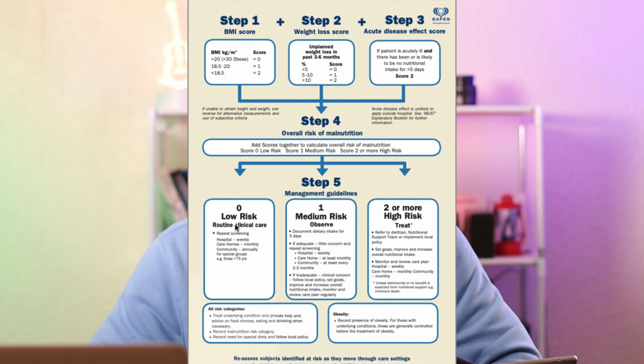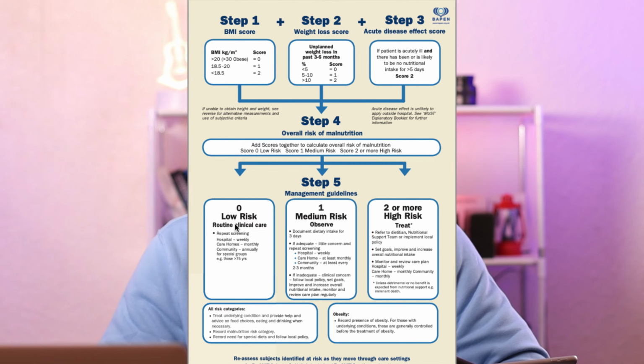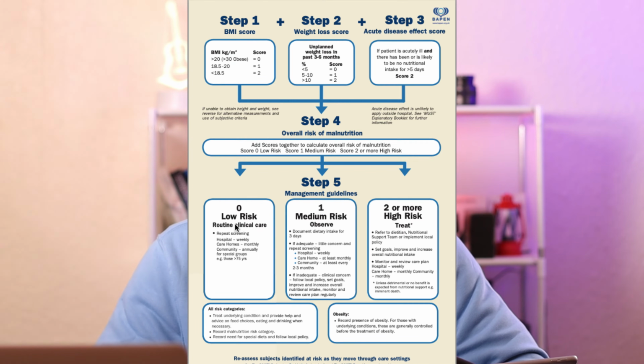If it is a hospital setting, it's weekly. If it is care home, it's monthly. If it is community, it's annually. And for special groups, for more than 75 years. Now, if the patient scored 1, you classify that one as a medium risk. So basically what you're going to do is that you document the dietary intake for 3 days. If it is adequate, little concern, and then you repeat the screening just like you did for the low risk.